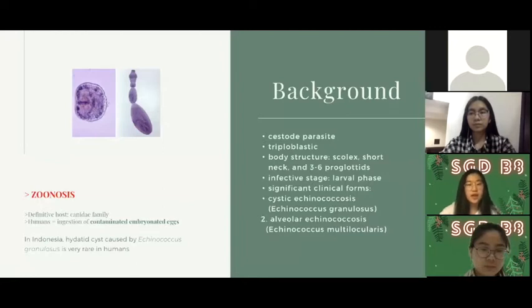In Indonesia, hydatid cyst caused by Echinococcus granulosus is very rare in humans, but has been identified in animals such as water buffalo, goats, sheep, pigs, and Tonkin macaque monkeys. That's all about the background. The next one will be delivered by my friend.